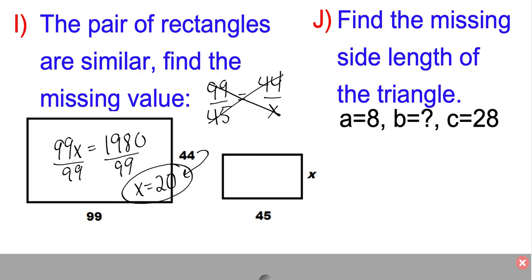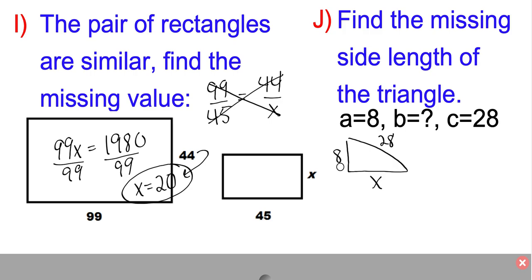For this one, we are told, well, I guess it doesn't say this is a right triangle, but we're going to assume that this is a right triangle because I want you to use the Pythagorean theorem. Okay? We have A is 8, B is unknown, and C is 28. So if you want to draw yourself a picture, that's fine. That's not a great triangle, but we'll go with it. And we have 8, x, 28. So we've got to solve for x using the Pythagorean theorem.